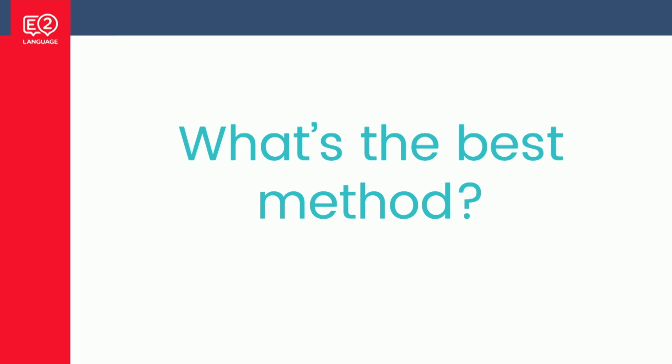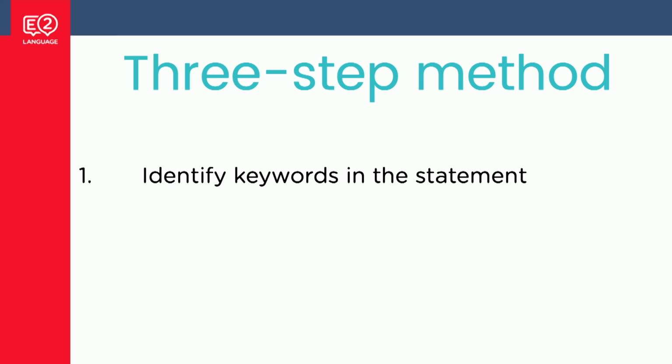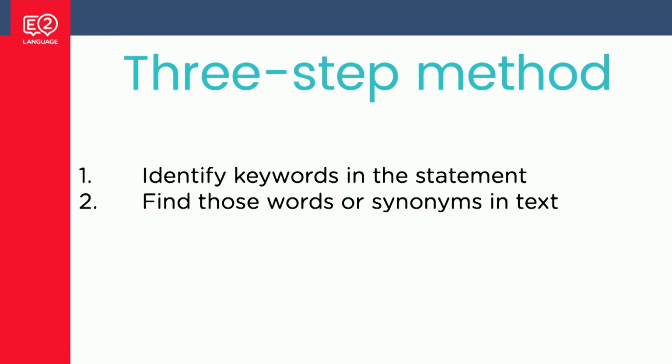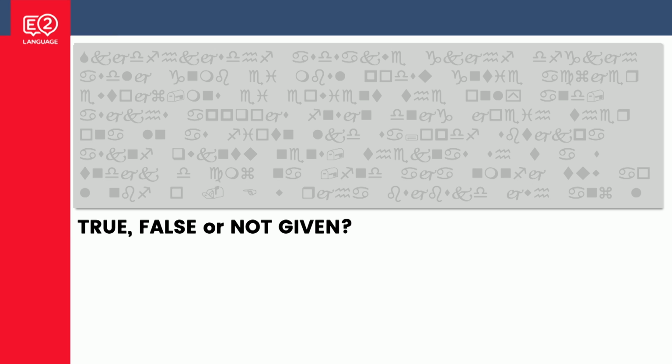So what's the best method to deal with this type of question? We always follow a 3-step method here at E2, and it's super simple. Let's have a look. Step 1, identify keywords in the statement. Step 2, find those words or synonyms in the text. And step 3, maybe the most important one, is read carefully. Slow down and read carefully. So let's go. We're going to see 4 questions and 1 text.